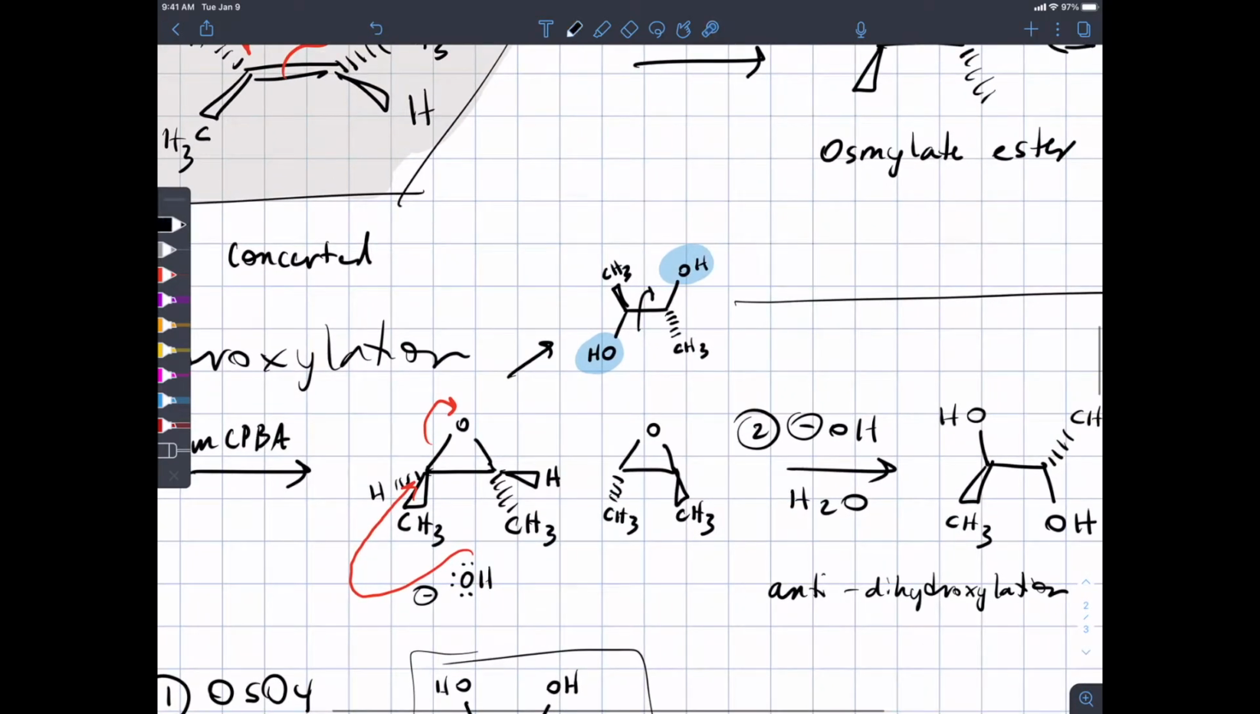If that's a bit challenging to see, you can also draw it like this.